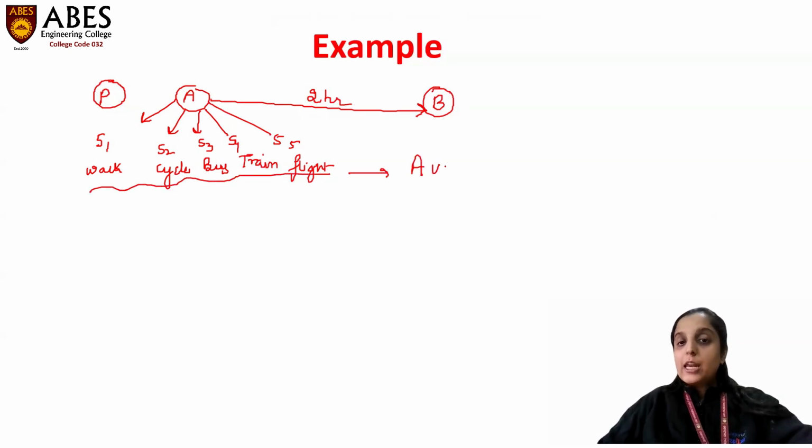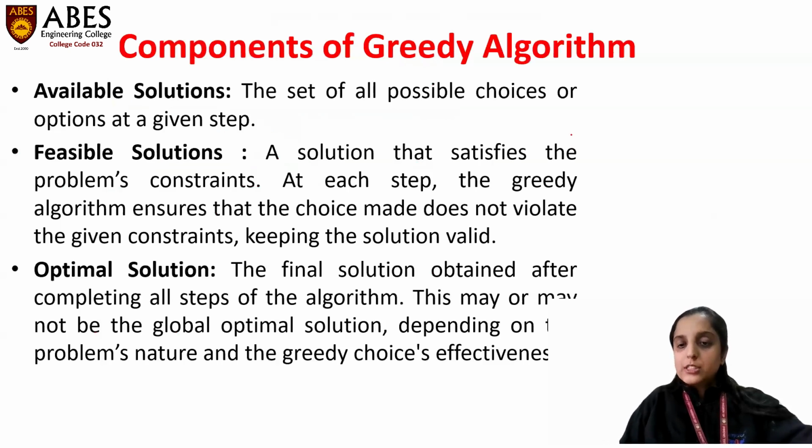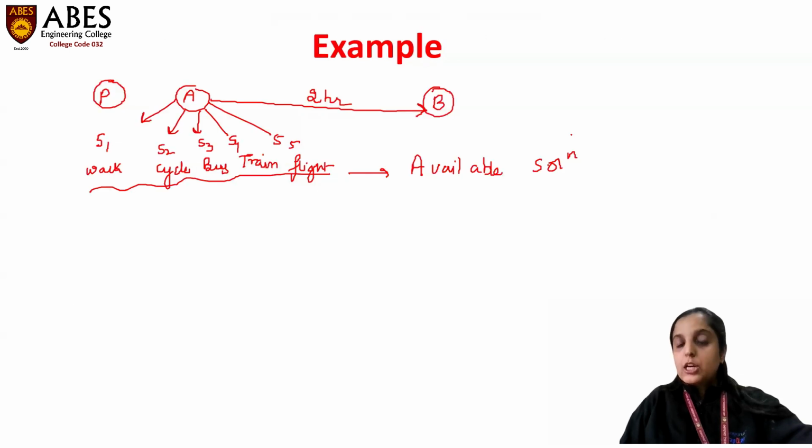They are my available solutions. These are nothing. These are my available solutions. So as you can see in the previous slide, the first component is available solution. Available solution is nothing. It's a set of all the possible choices or options at a given step. So this is your available solution.